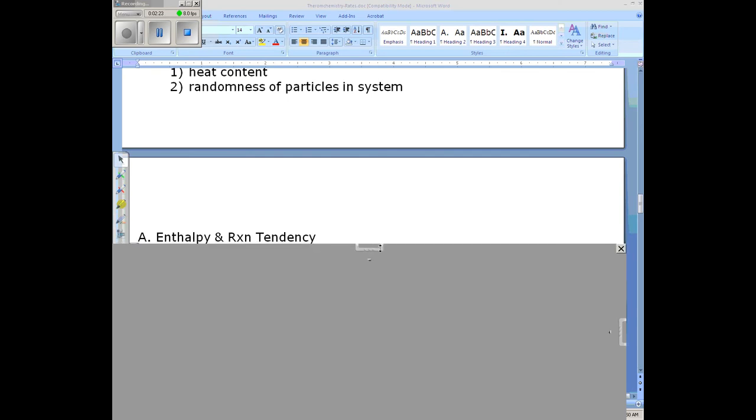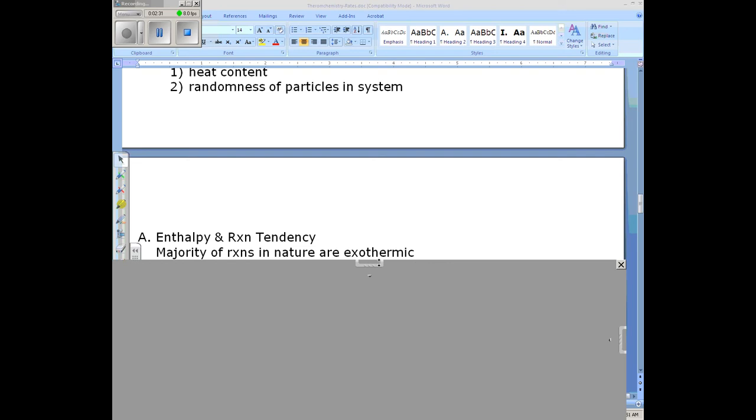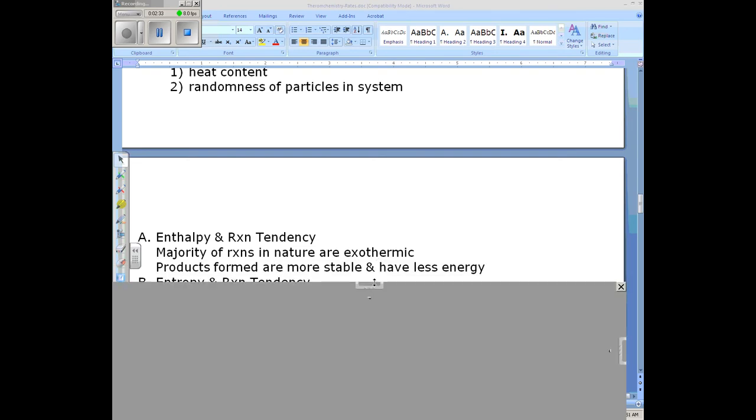Okay, so enthalpy and reaction tendency. Now enthalpy, that's the one that has the H, so this is your delta H, your heat content. Majority of reactions in nature are exothermic. And because they give off so much heat, the products end up more stable and have less energy, less potential energy.